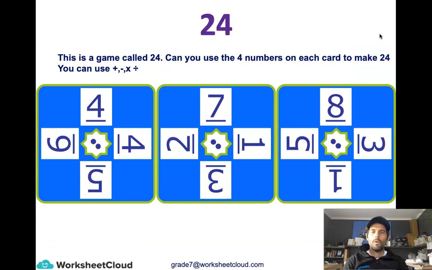So there's your 24 finisher for today, and I'm sure by now you know that you need to use all 4 numbers on each card with a combination of operational signs to get to the answer of 24. Give it a crack, challenge someone at home, see how many different ways you can get up to the answer of 24 and have a bit of fun with it.